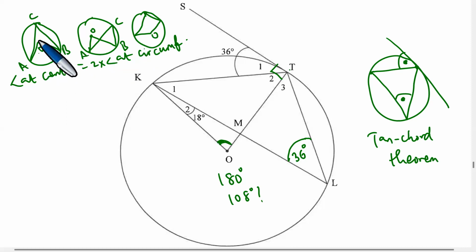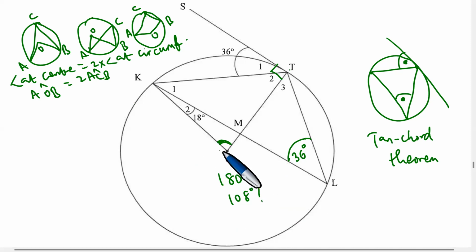Or you shift them around on the boundary so that this A goes up a little bit and the B goes up a little bit and the C is sitting there. So you'd still have angle AOB, angle at center, which is 2 times angle at circumference. So we're going to use that.